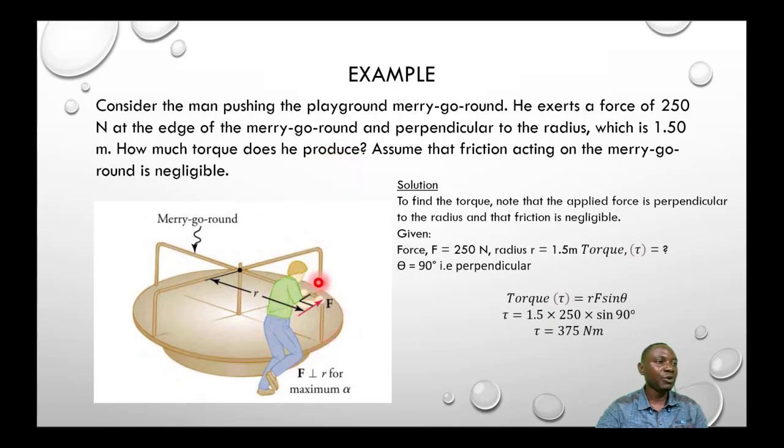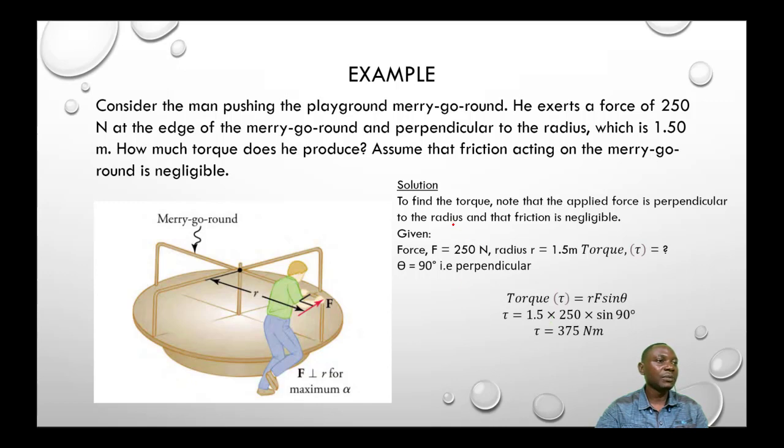It's asking how much force is being applied to make this merry-go-round move. We should assume that the friction acting on the merry-go-round is negligible, that means there is no friction. The total force applied is making it move, and we will get the torque that it produces. When you are given this kind of question, like I said the other time, the first thing you do is ask what the parameters given are.